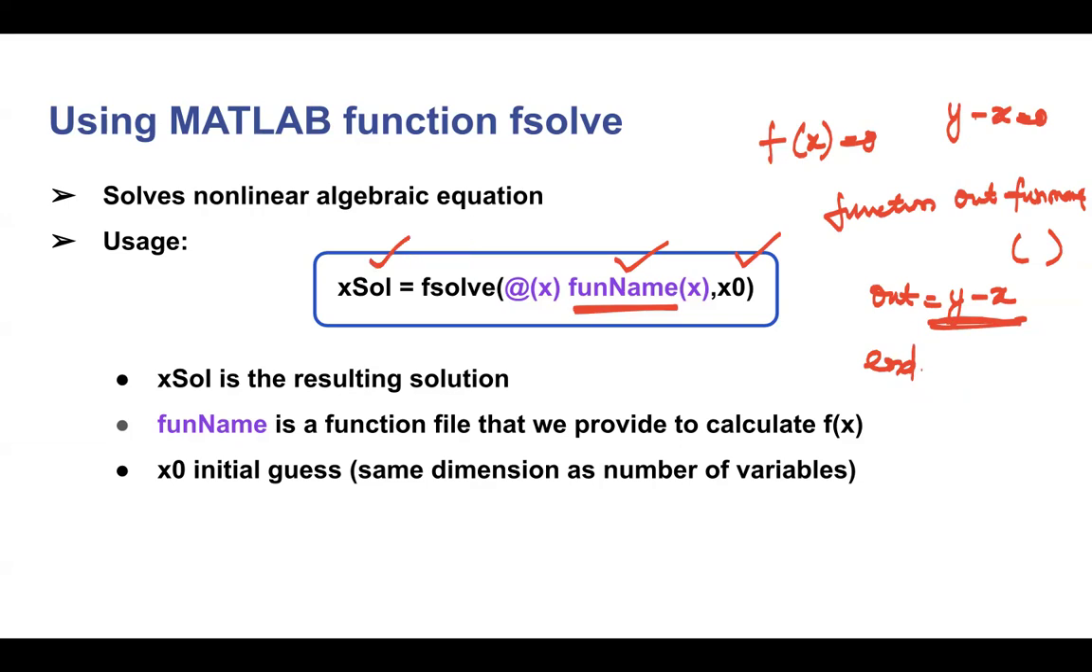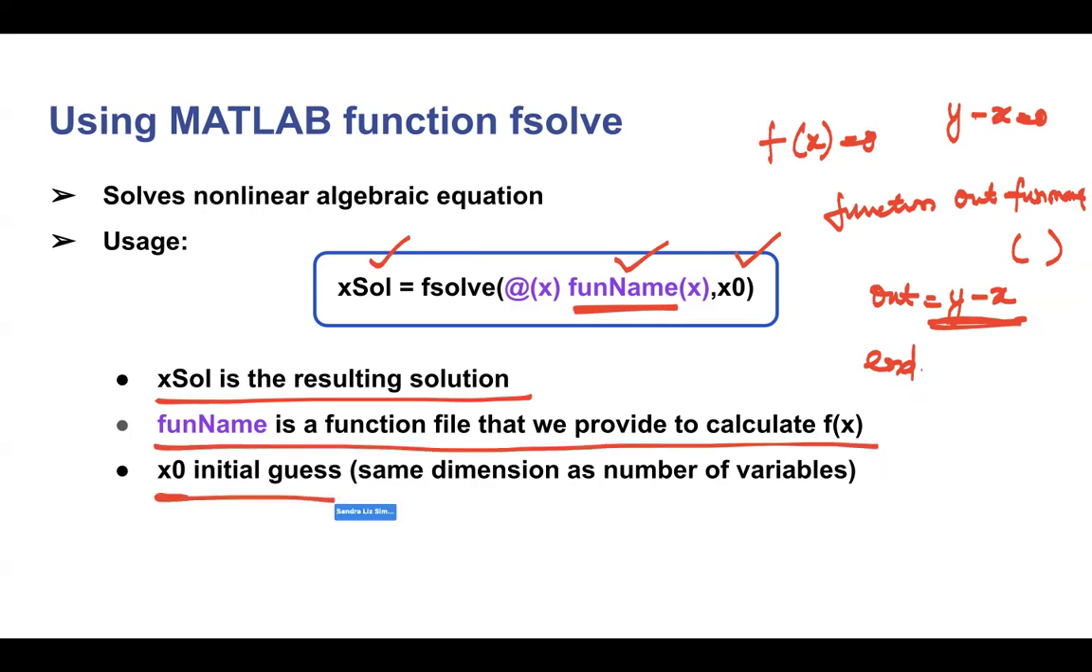So again, I'll read it here. Xsolve is the resulting solution. Funname is a function that provides how to calculate f of x, and x0 is the initial guess. It has to be the same dimension as the variable. So here we are only talking about single variables. It will be a single scalar value. Any doubts?